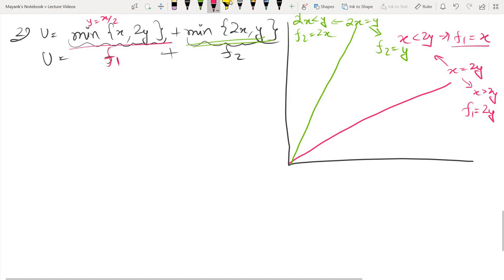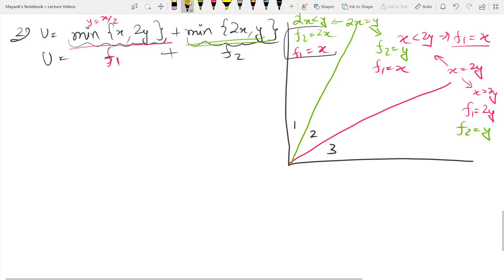Now f1 is equal to x on the entire left of this zone. So now I have three zones basically: zone 1, zone 2 and zone 3. In zone 1, f1 behaves as x. I should better write this with red. So in zone 1, you have f1 equals x and f2 equals 2x. In zone 2, f2 equals y and f1 equals x. And in zone 3, f1 equals 2y and f2 is also equal to y, because f2 is equal to y on the entire right of this green line.